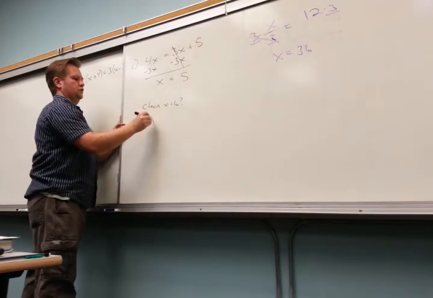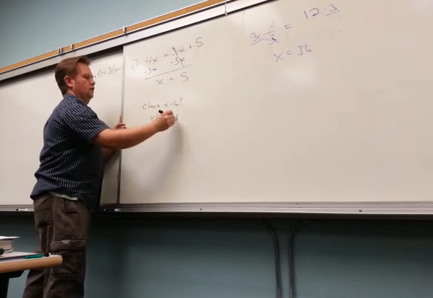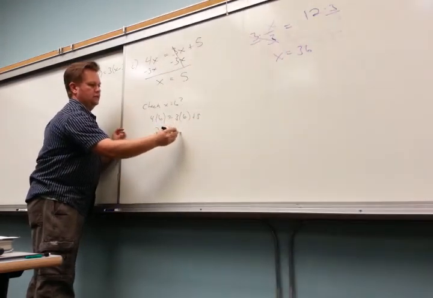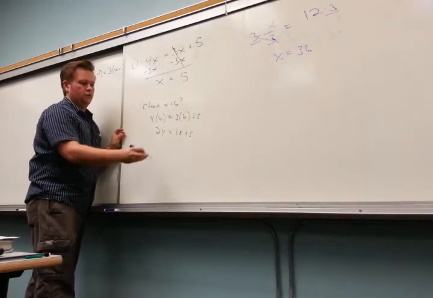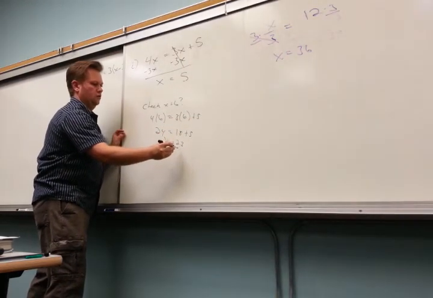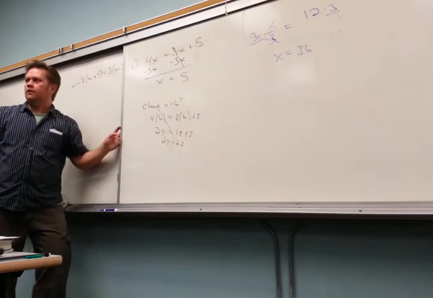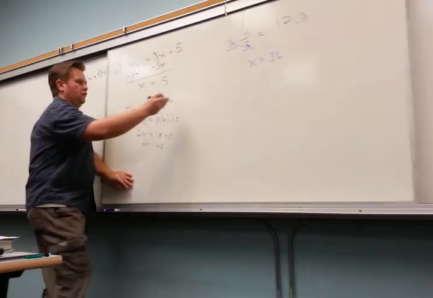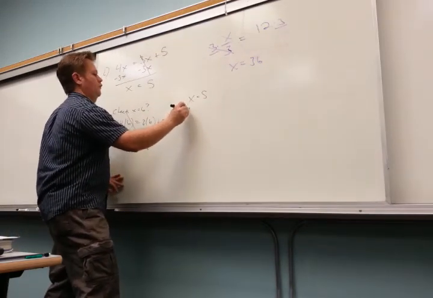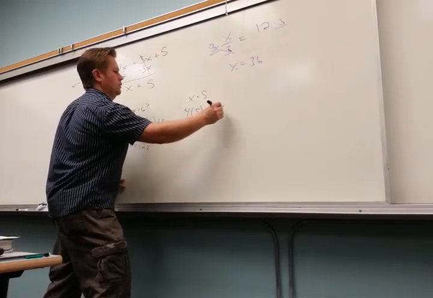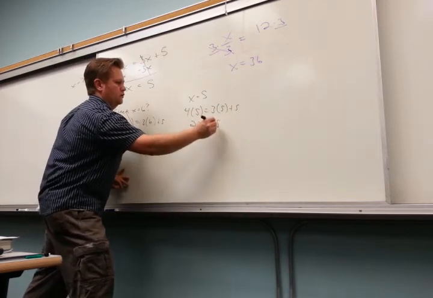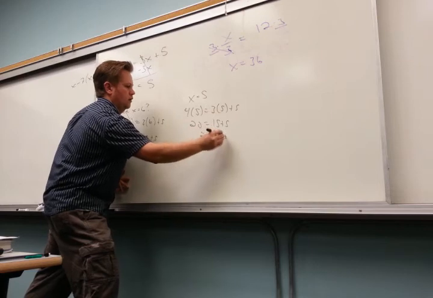If I throw a 6 in here, I'll get 4 times 6 equals 3 times 6 plus 5. I'll get 24 equals 18 plus 5. 24 equals 23? No. And I already know 6 won't work because only 5 will work. So if I put a 5 in there, 4 times 5 equals 3 times 5 plus 5. 20 equals 15 plus 5. Yay.